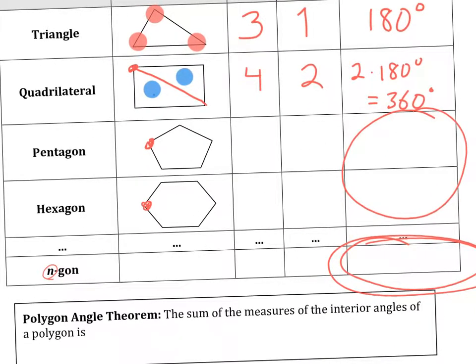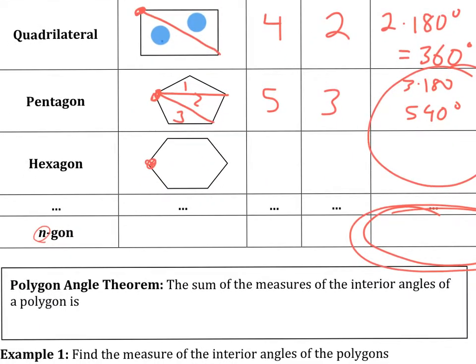For this pentagon, I see I can draw two diagonals to make 1, 2, 3 triangles. So a pentagon has 5 sides, makes 3 triangles. So 3 times 180 is going to give me 540 degrees total. Continuing on, for the hexagon, I have 1, 2, 3. A hexagon is going to give me 4 triangles.